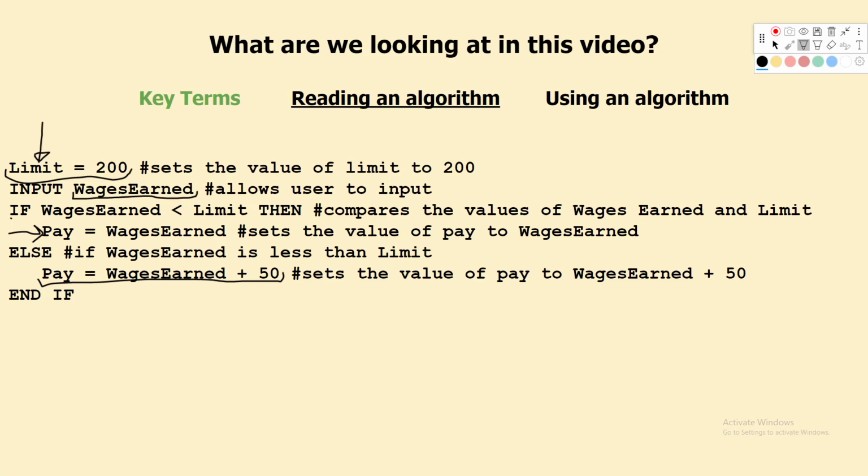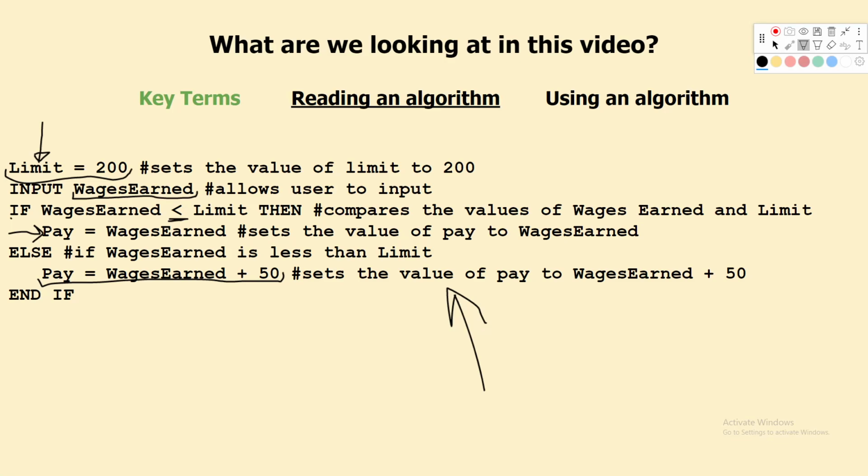If this is less than this, it's going to pay this, else pay is going to be equal to this, end if. So that's all you're doing with reading an algorithm. You're looking for the variables that are being used. You're looking for if there's any if statement and what signs are being used with those if statements. You can see over here on the right hand side, we've got comments. Comments are very helpful in this instance. You can see what the algorithm means, what's happening with it.